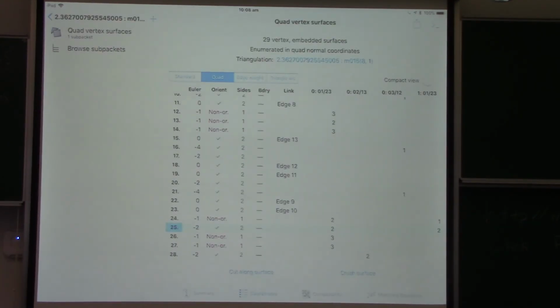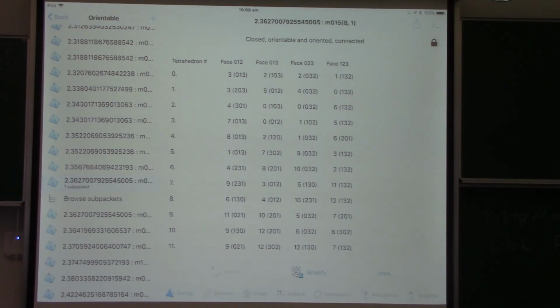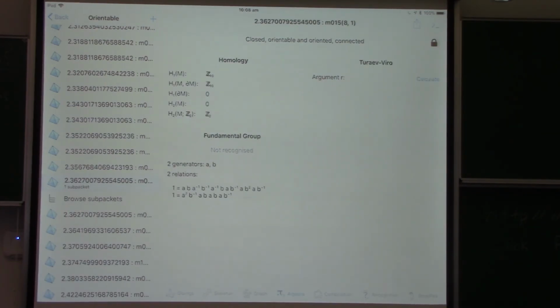Where's your first Betti number? Algebra. Right, so there's your knot group.